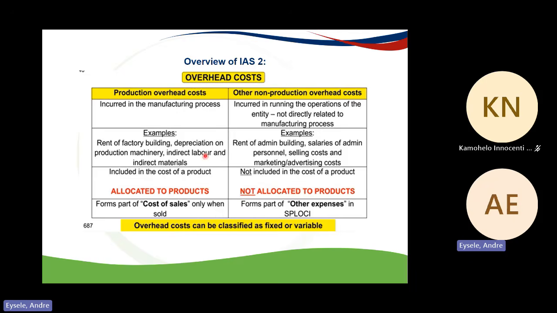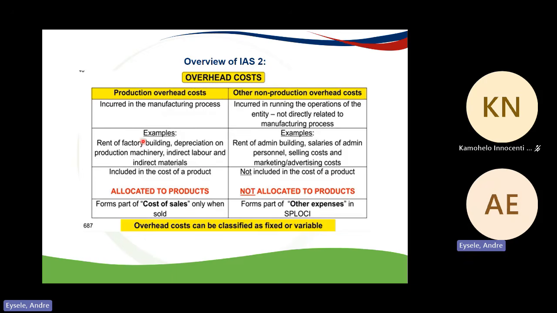This is just to delve a little bit more into production overhead costs incurred in the manufacturing process and other non-production overhead costs. We are looking at rent of admin building, salaries of admin personnel, selling costs, and marketing and advertising. They cannot be included in the cost of the product. These are fixed non-production overhead costs, which cannot be allocated to products, and they form part of other expenses in the statement of profit or loss and other comprehensive income.